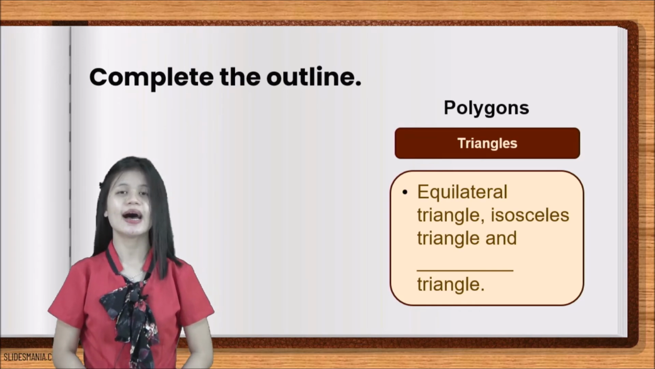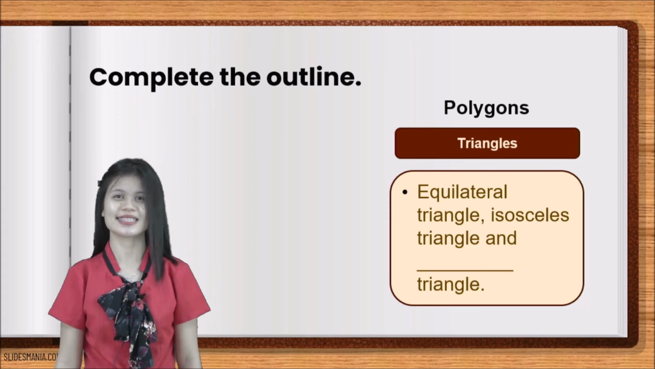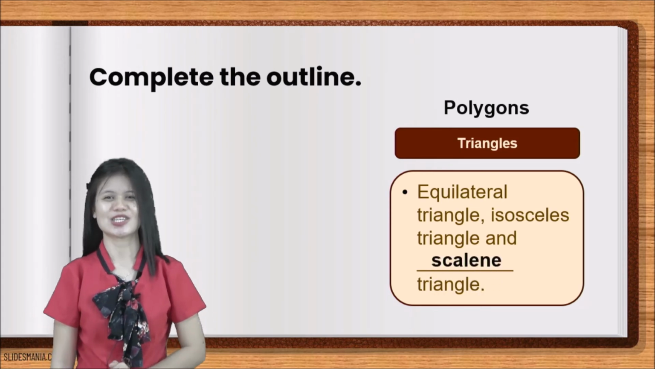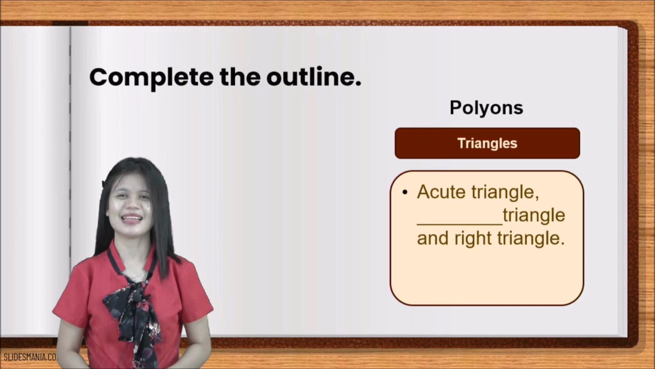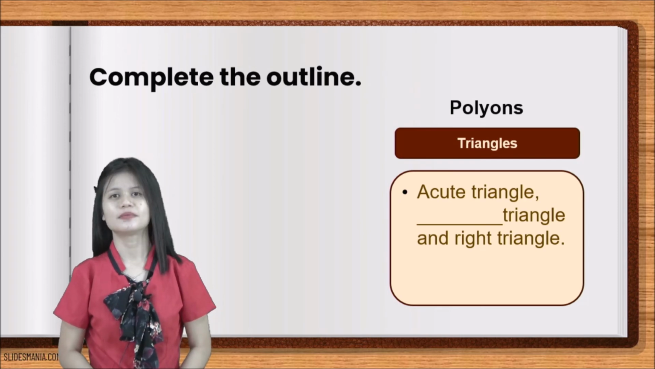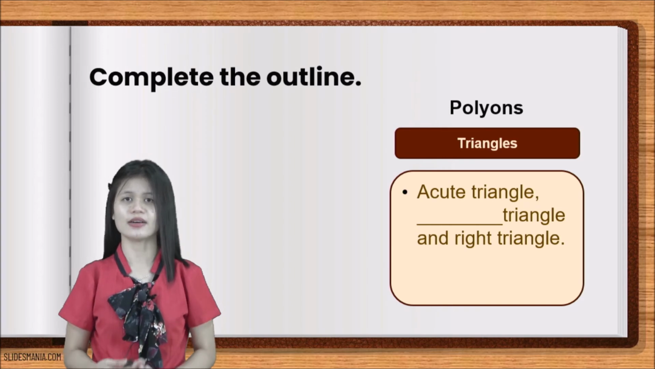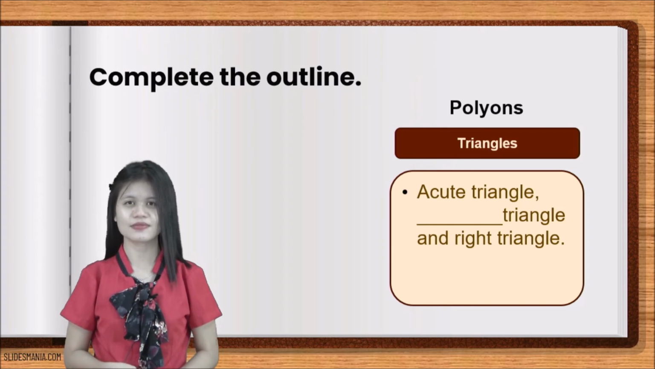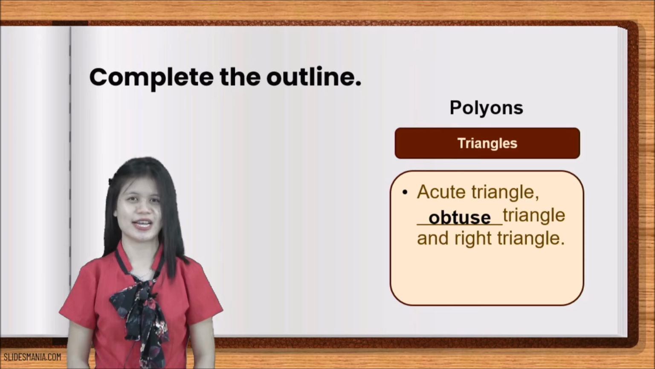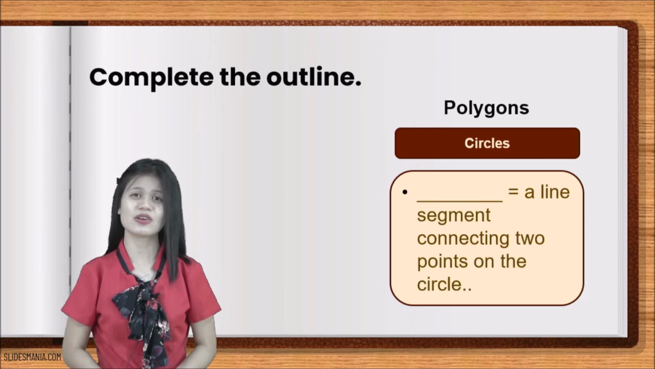Next, under triangles, we have three types of triangle, right? Equilateral triangle, isosceles triangle, and what kind of triangle is missing? Yes, you're right. It's a scalene triangle. Next, we have acute triangle, blank triangle, and right triangle. What's the missing one for this another kind of triangle? We have obtuse triangle. Good job.